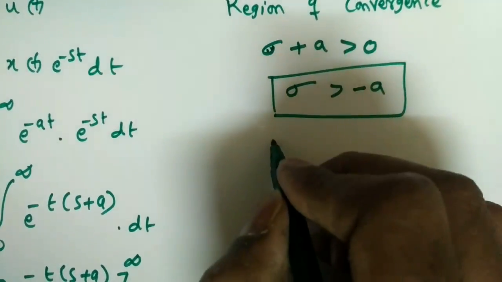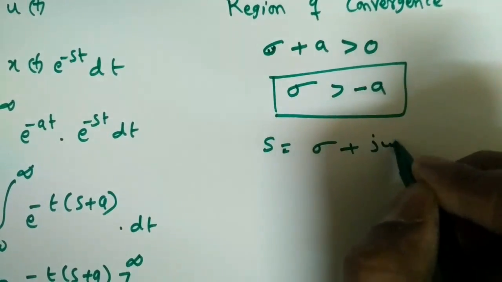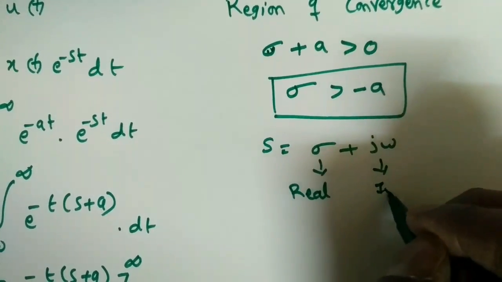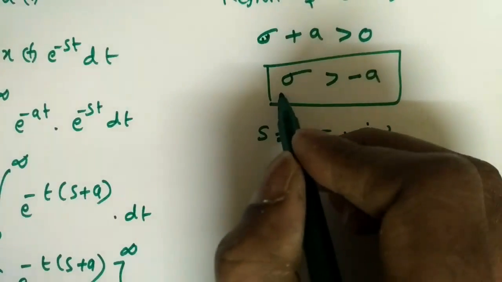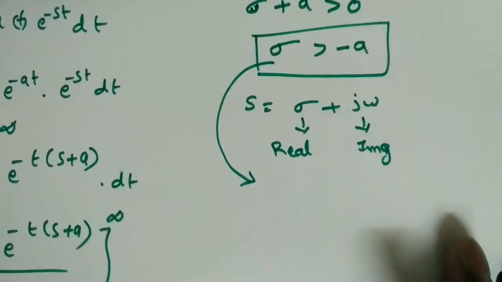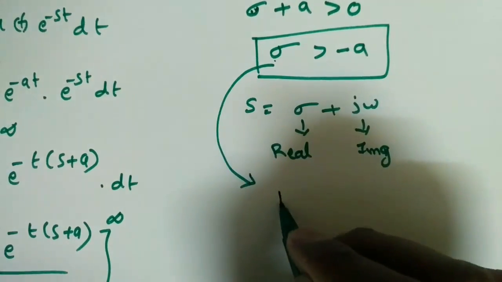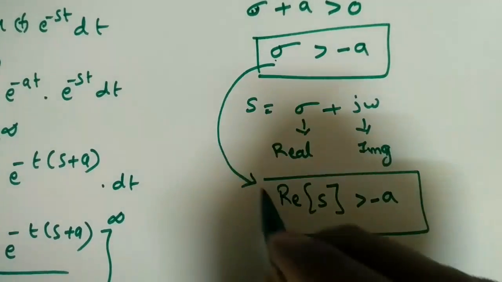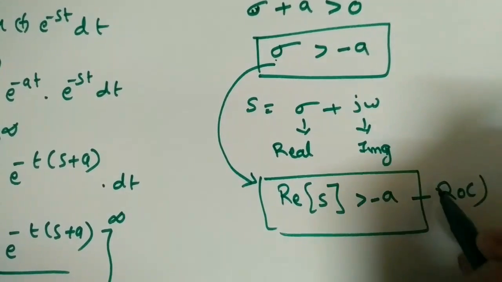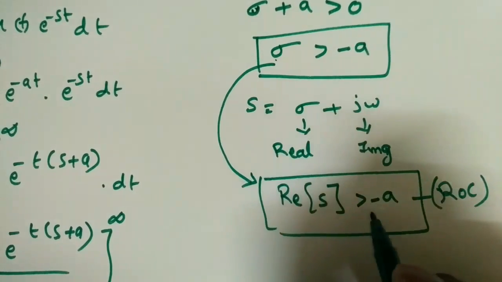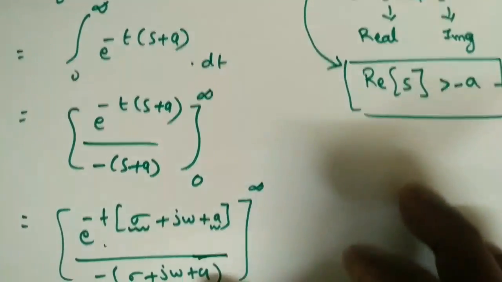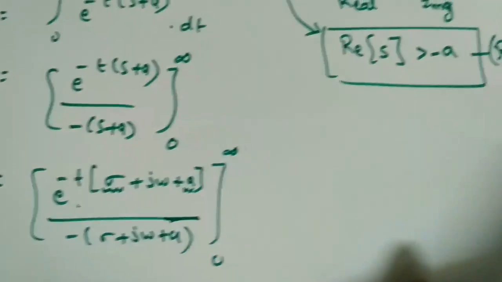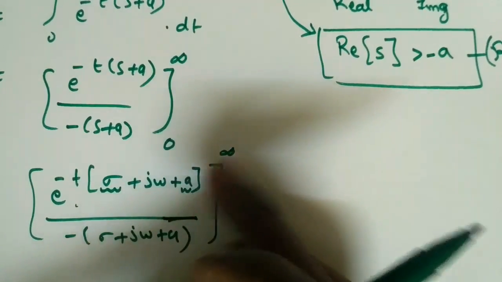Now what is sigma? s is equal to sigma plus j omega. Sigma is the real part of s, and omega is the imaginary part of s, right? So generally in any textbook we say sigma is the real part. So real of s should be greater than minus a. This is the ROC, the region of convergence, of this signal. So real of s should be greater than minus a. Then only this integration will converge. Whenever this is greater than minus a, it will converge.